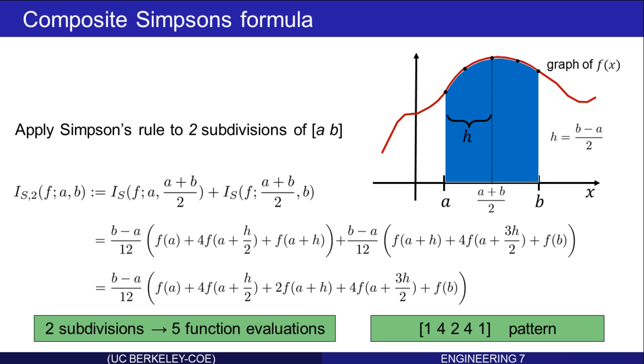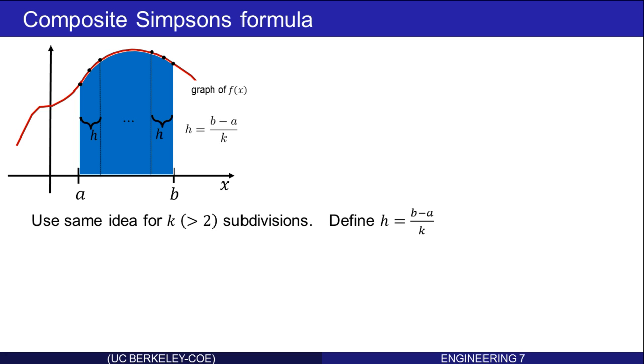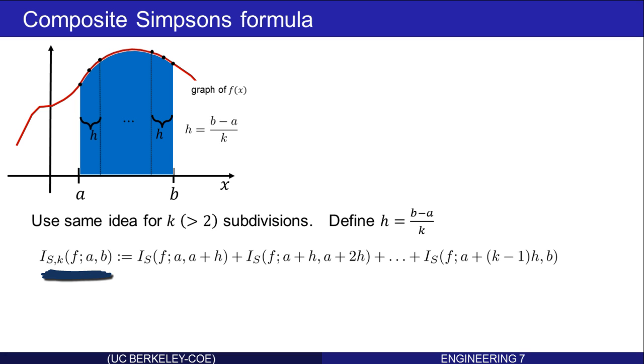Now, it's straightforward to generalize this to k subdivisions. Here's the interval a to b broken up into k subdivisions. H is defined, as usual, as b minus a over k, so it's the width of each subinterval. And we'll use the same idea. The k subdivision Simpson's approximation to the integral of f from a to b is simply the sum of all the individual one-division Simpson approximations of these integrals on each interval, a to a plus h to a plus 2h, and so on, all the way up to the last one that ends at b.